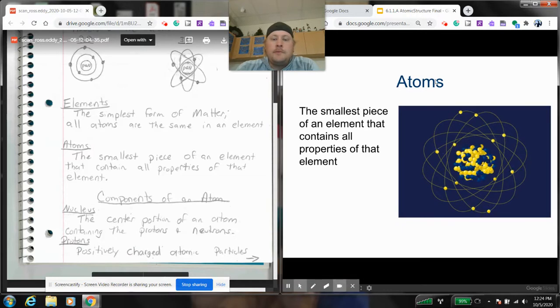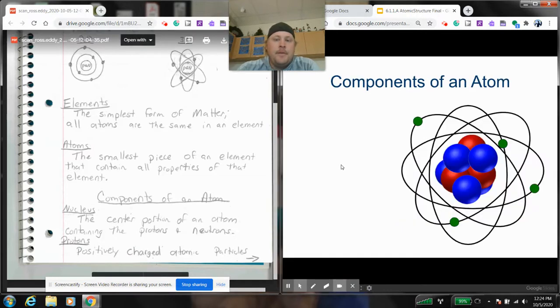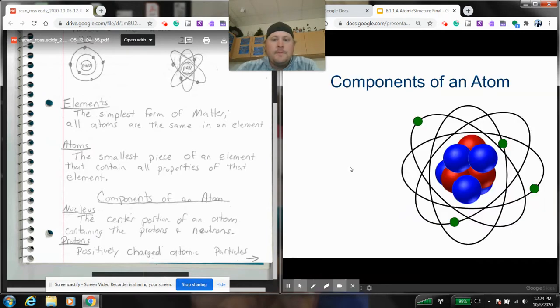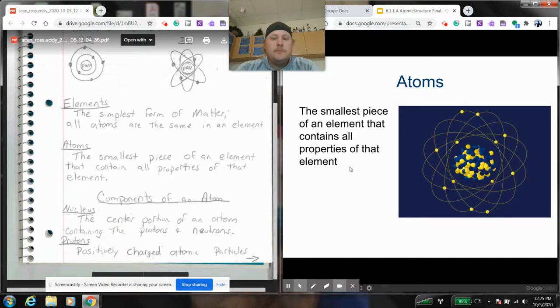We get into atoms. Atoms. Look at that. A definition. Okay. Same thing. Every time I get here, I'll say atoms. I'll make a comment, and then I'll say take notes. I will then pause. So let's practice. Okay. Atoms. The smallest piece of an element that contains all the properties of that element. Take notes.